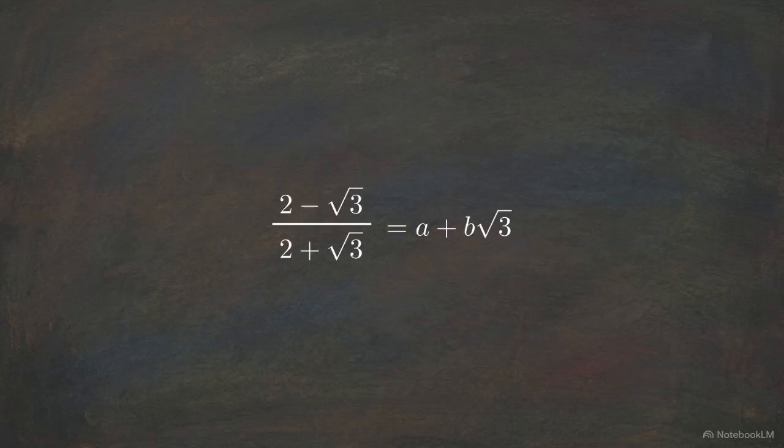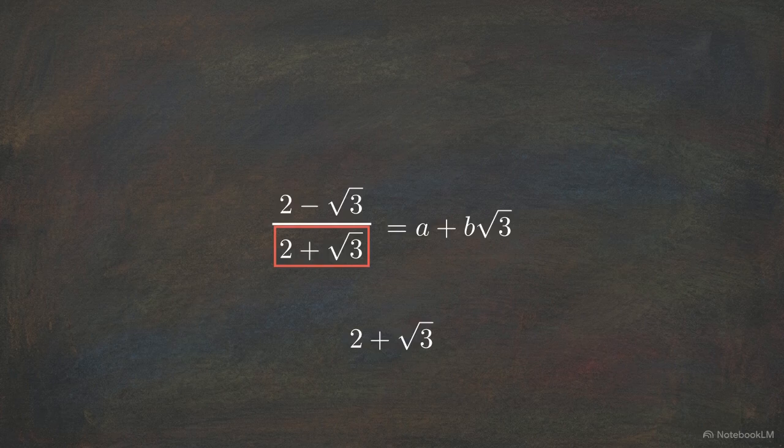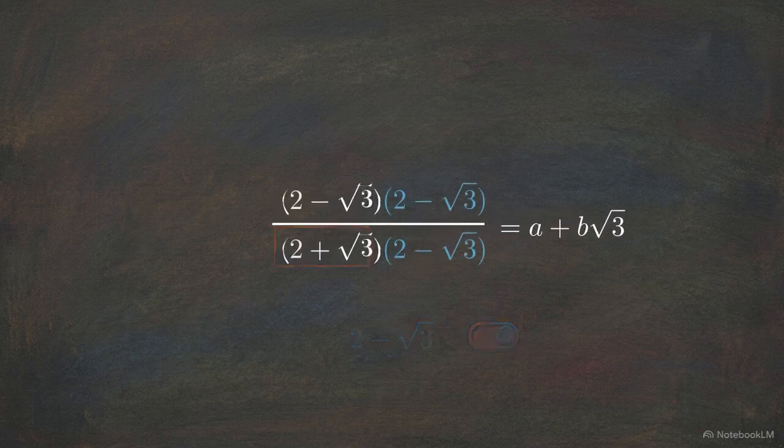Now, let's tackle that classic 4-mark exam challenge. We need to find the values of a and b in this equation. Our immediate roadblock is on the left side, an irrational expression trapped in the denominator. To fix this, we use the rationalizing factor. We extract the denominator, 2 plus root 3, and flip the middle sign to get 2 minus root 3. Next, we multiply both top and bottom by this new factor.